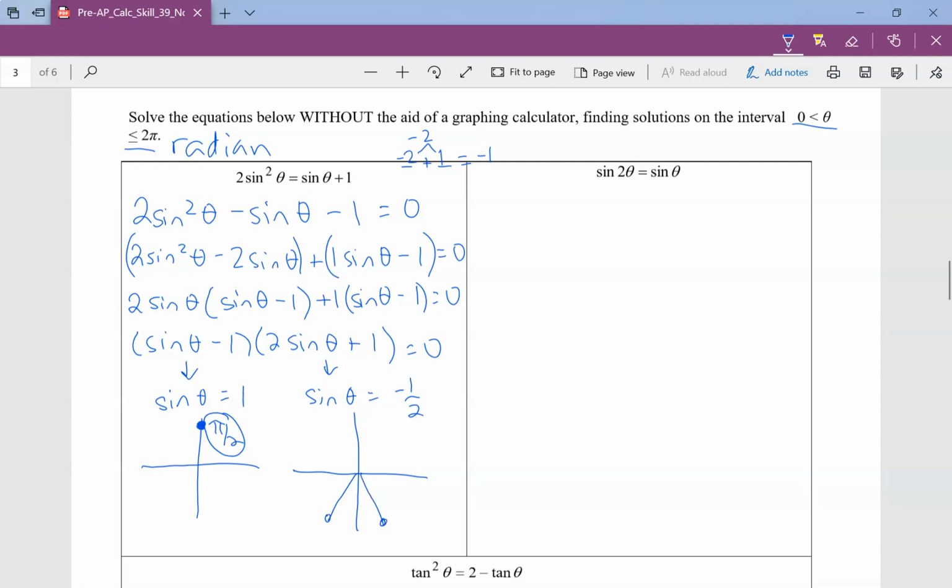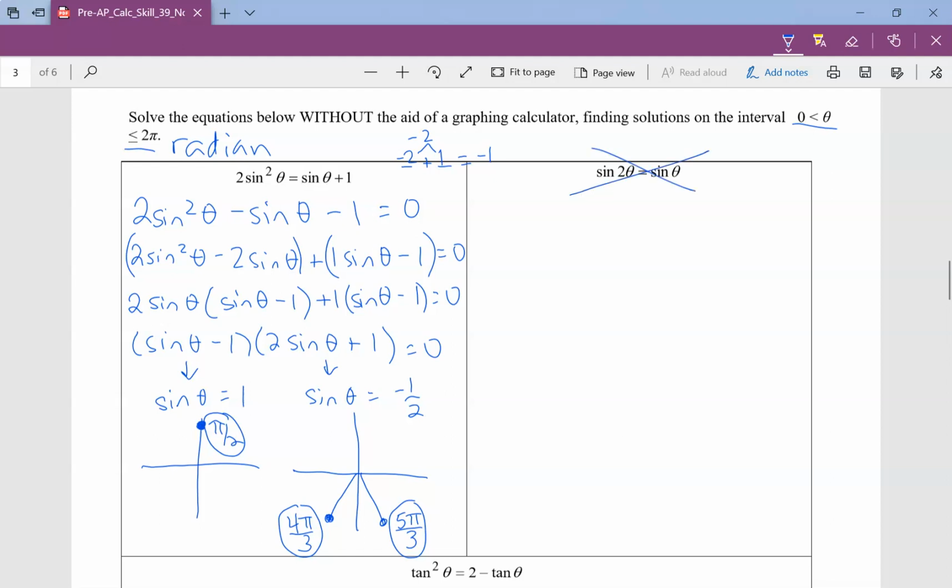So y coordinates are negative in quadrants 3 and 4. In quadrant 3, this happens at 4 pi thirds. And in quadrant 4, that happens at 5 pi thirds. Again, this is just unit circle knowledge.